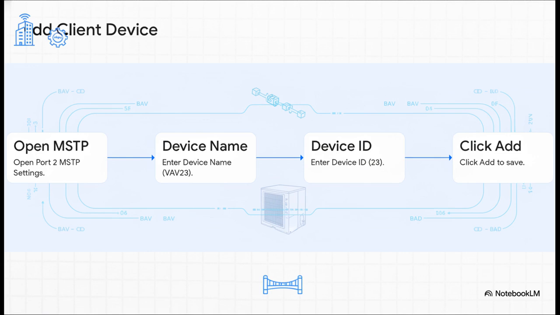This is where we use that datasheet info from earlier. Under Add Device, give it a name. We'll just use VAV23 to keep things simple and easy to spot. Then, and this is absolutely crucial, enter that device ID, 23.